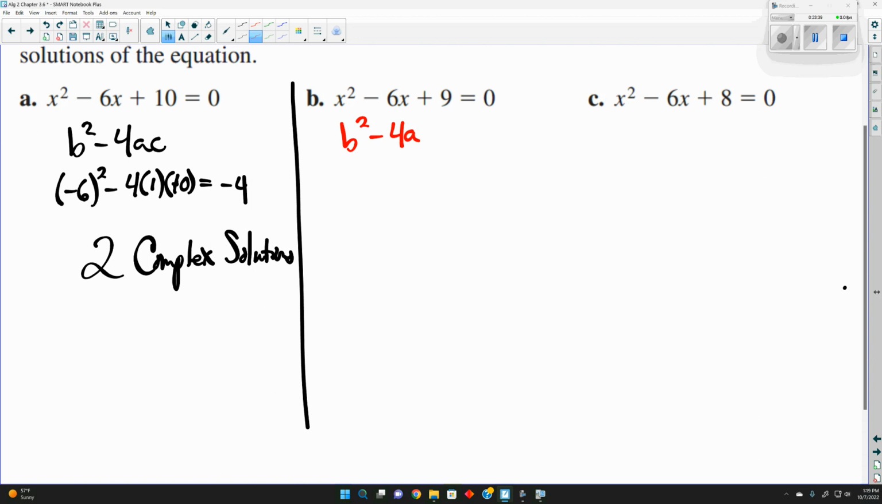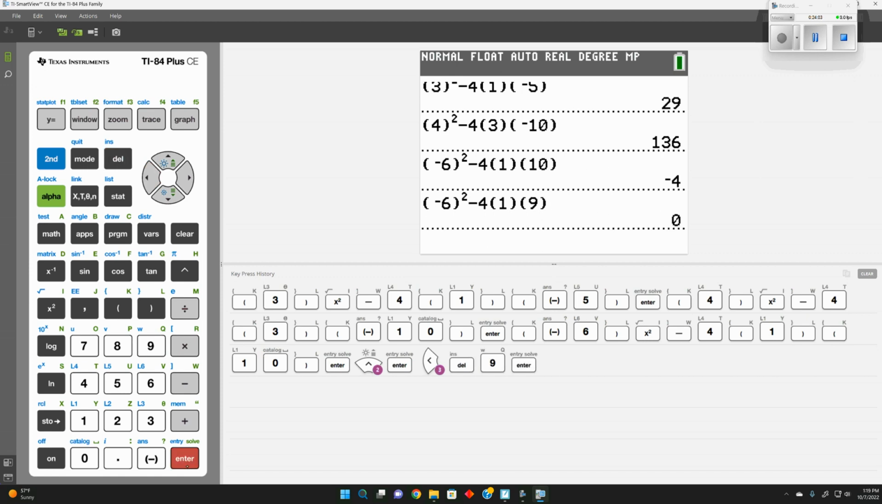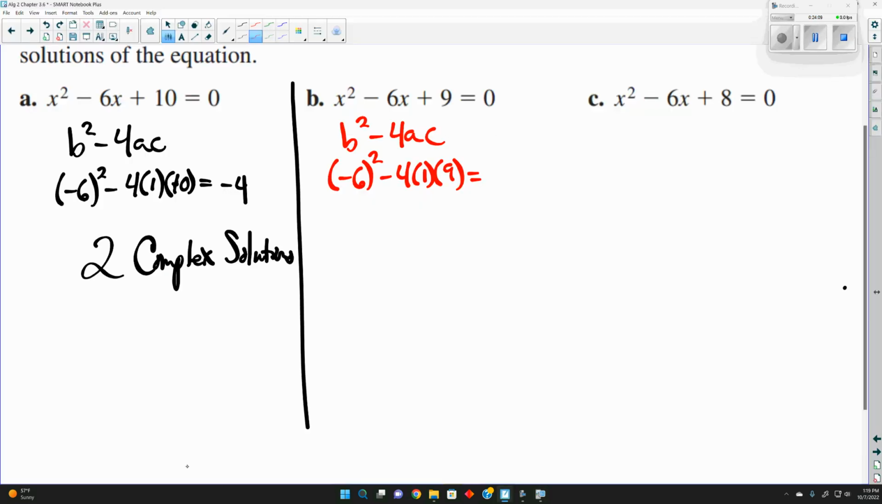B squared minus 4ac. Well, b is still negative 6, a is still 1, but this time c is 9. And in the calculator, we can do it again. But this time, instead of having 10, we have 9. Well, negative 6 squared minus 4 times 1 times 9 is 0, which means we have one real solution.